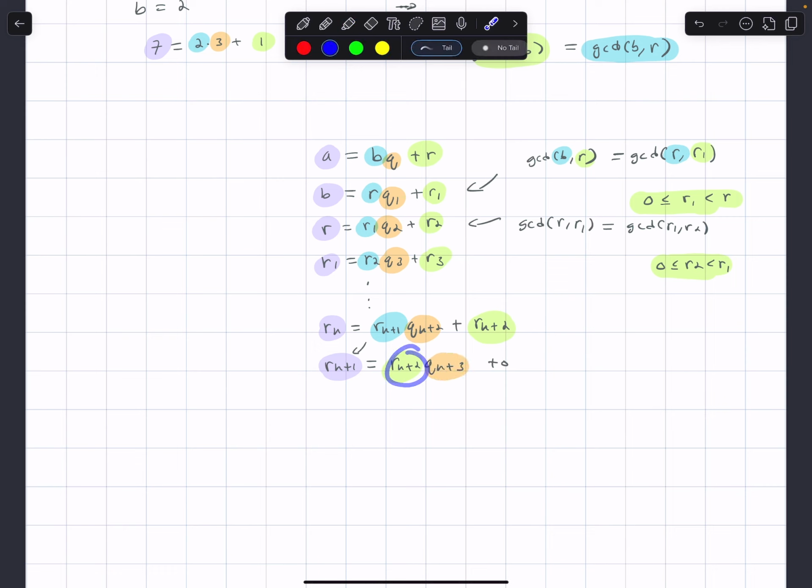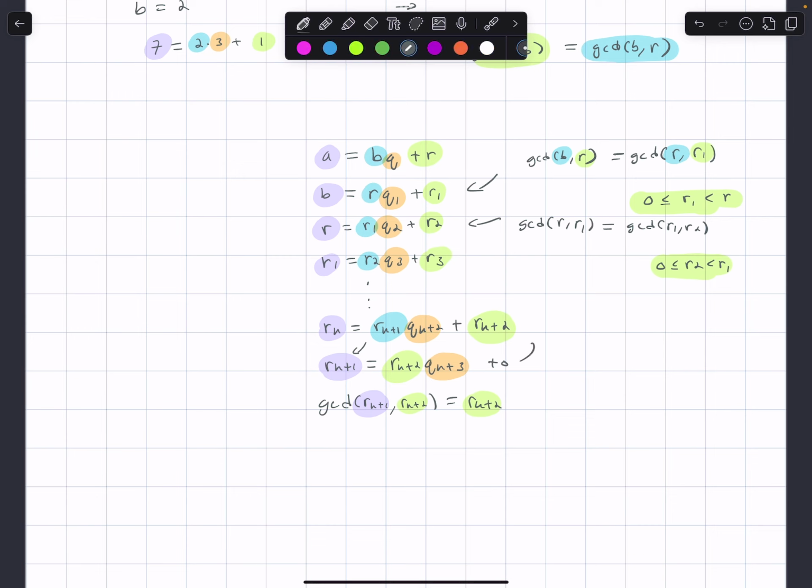This tells me that R_{n+1} has R_{n+2} as a factor, so R_{n+2} is a divisor of R_{n+1}. So the GCD of R_{n+1} and R_{n+2} is R_{n+2}, because it is a common divisor, and we can't have a common divisor of two numbers which is bigger than one of the numbers. So R_{n+2} is the GCD.